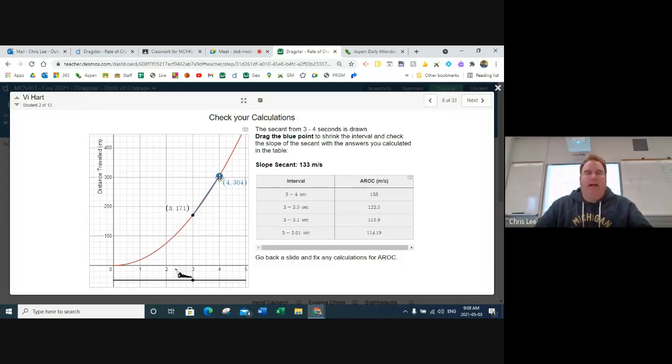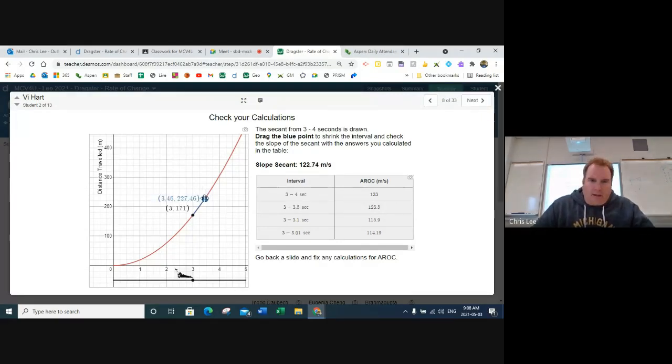Then what I did was I gave you smaller and smaller intervals. So the second calculation you did went from 3 to 3.5. If I move my cursor down there to 3 and 3.5, the slope of the secant now is 123.5 meters per second. So of course, it's not quite as steep as before because the graph is going up. We're now coming back closer to this 3-second mark. And your math supports what we did up here.